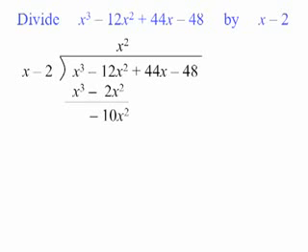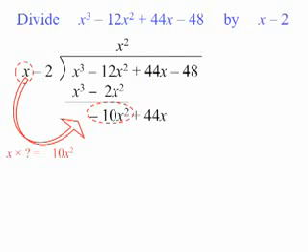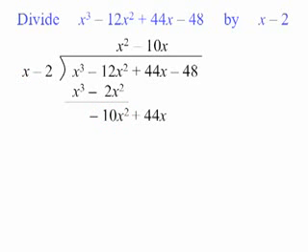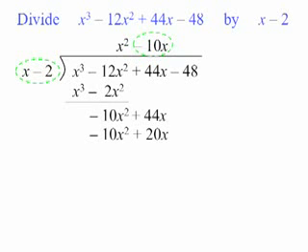Once you've done the subtraction, you need to bring down the next term and write it alongside. Okay, now we need to think, what multiplied by x gives us negative 10x squared? So that's negative 10, and again, write it above the line in the x column. Then multiply the linear factor by that and write it underneath. Don't forget, here we're multiplying by negative 10x.